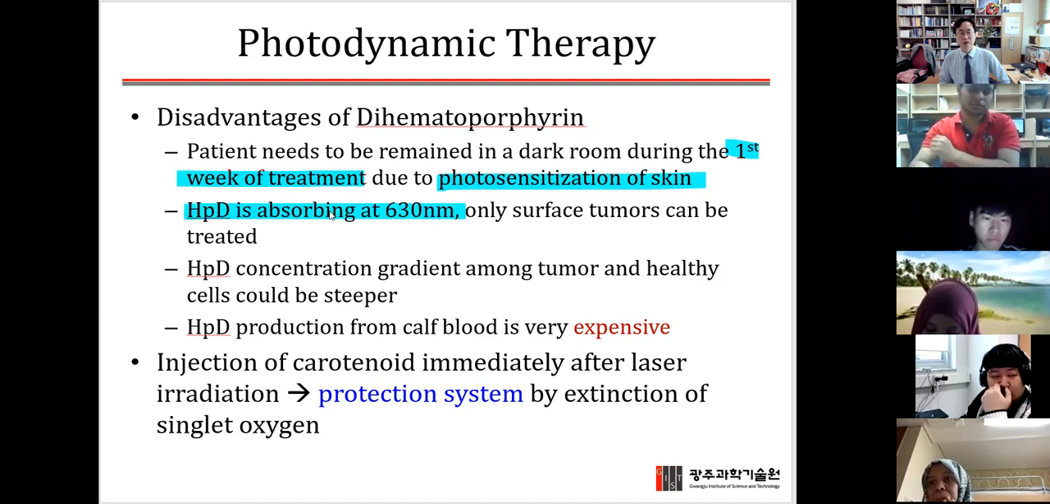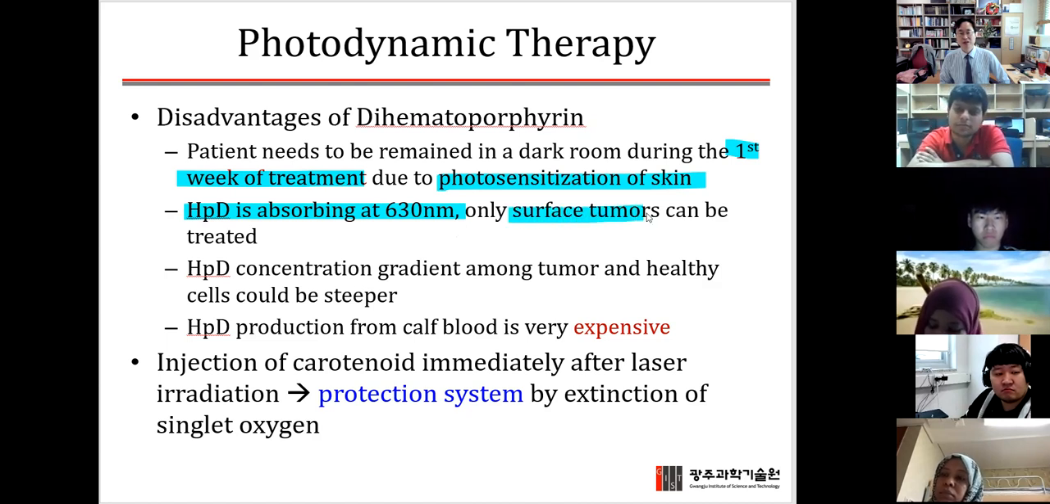even though we can use 630 nanometer for the PDT for this dihematoporphyrin, that still has a limitation for penetrating into deep tissue. So relatively, surface tumors can be treated by using this dihematoporphyrin. And also, the concentration between tumor and healthy cell can have a very steep gradient. And then this production from cow blood can be very expensive.